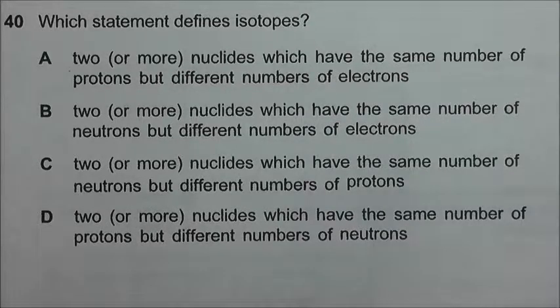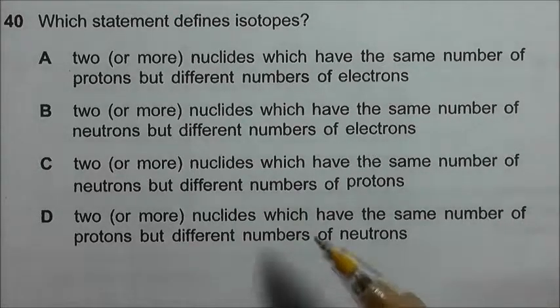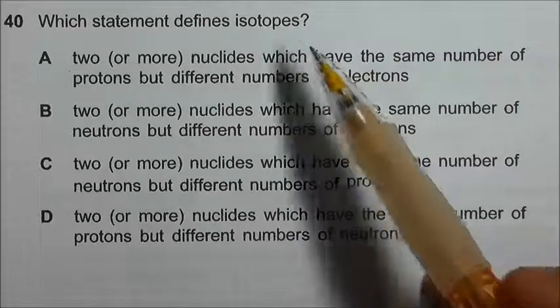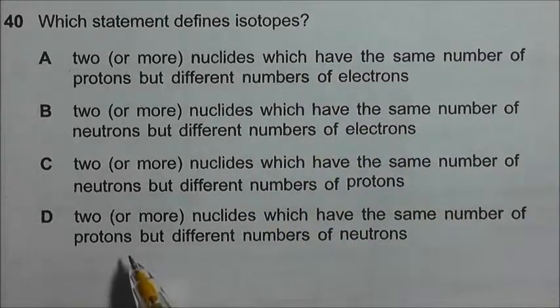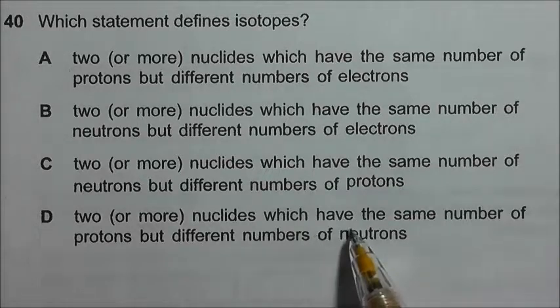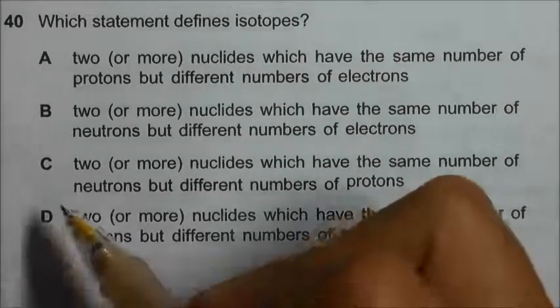This is a question on nuclear physics, so it is out of syllabus since 2008. Okay, this is a definition question, so if you were to memorize the definition of isotopes, you will realize that the definition is 2 or more nuclides which have the same number of protons but different number of neutrons. Answer D.